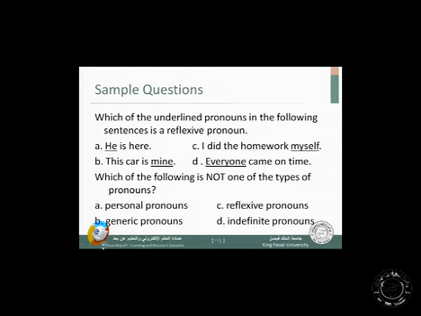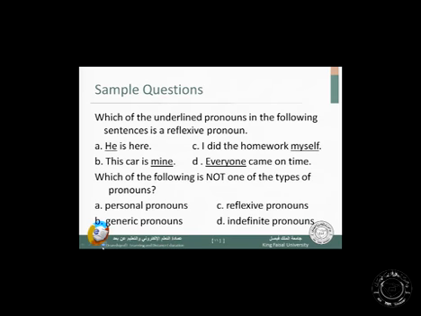He is here. Is it this car is mine? Is it mine in this sentence? Is it myself in C? I did the homework myself. Is it everyone in D? Everyone came on time. So if you go back to reflexive pronouns, I gave you a lot of examples of reflexive pronouns. You'll notice that myself is a reflexive pronoun.